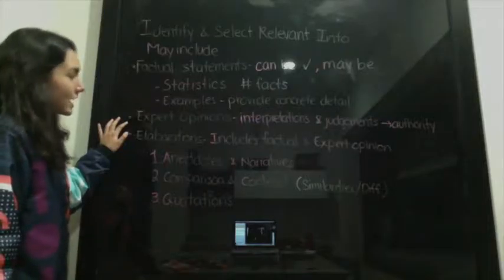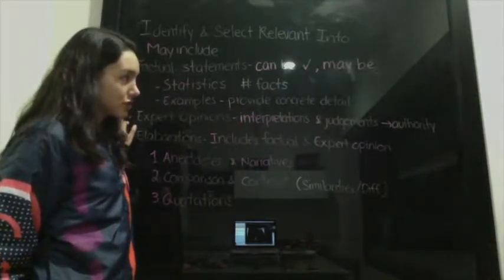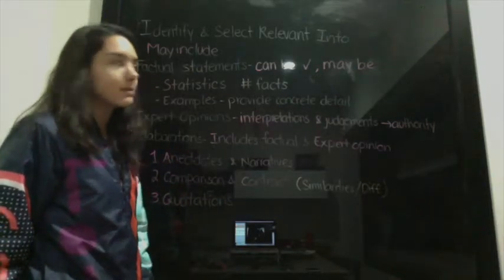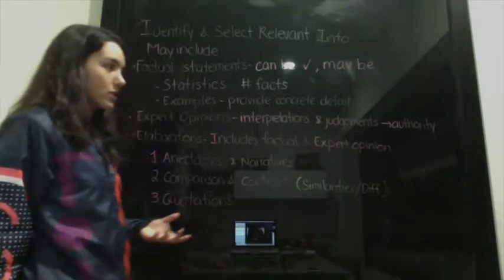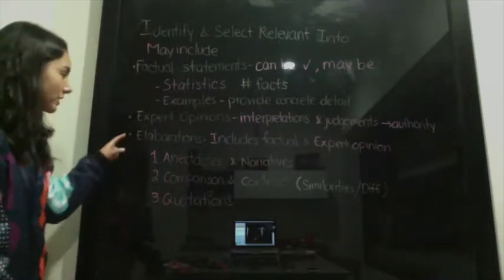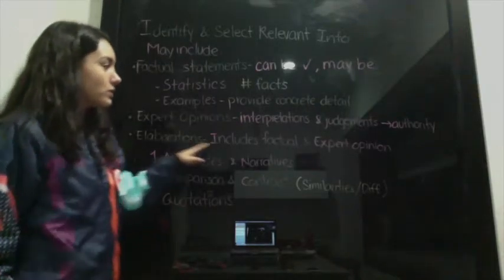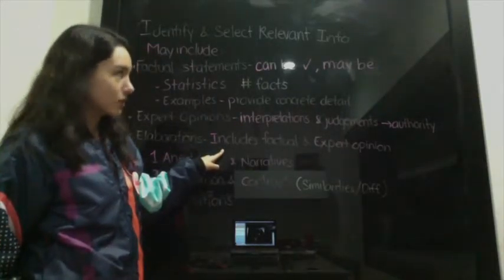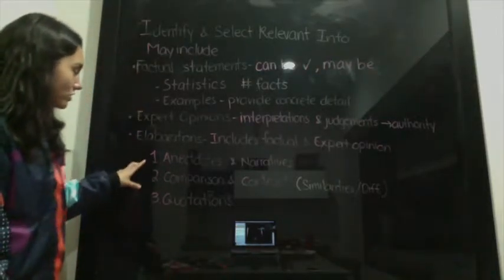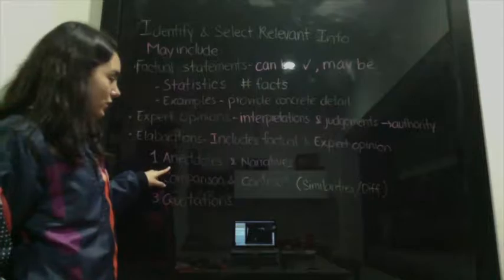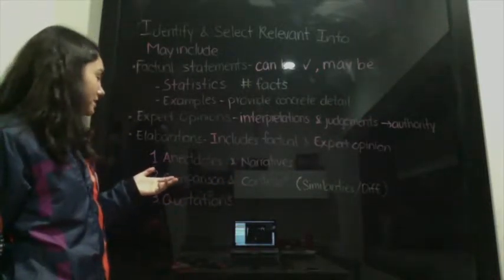Also, they can include expert opinions. This means there are interpretations and judgments made by an authority that knows about the subject you're talking about. They also include elaborations. This includes factual and expert opinion, both of the ones previously mentioned, and also anecdotes and narratives, that are experiences, stories.